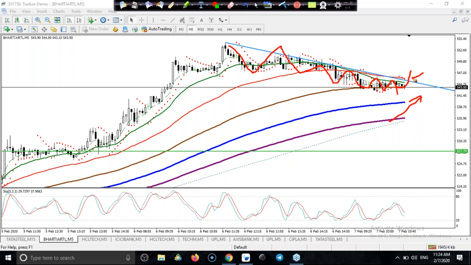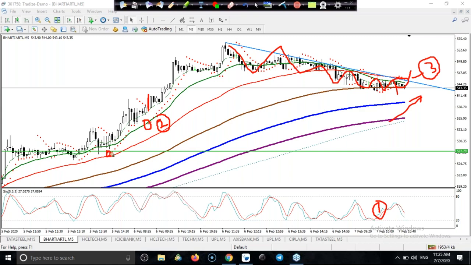How many confirmations am I using? Just to remember: confirmation number one, stochastic should confirm the buy first. Next, the parabolic SAR should appear below the candle. That's number two. Third confirmation, price should break this trend line. Fourth confirmation, which one appears, like suppose here, this candle.